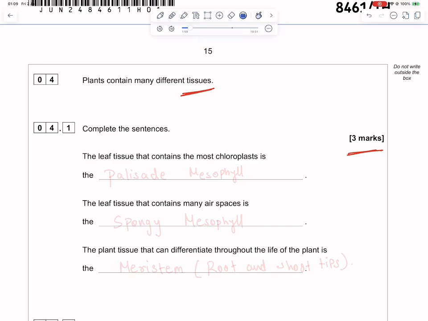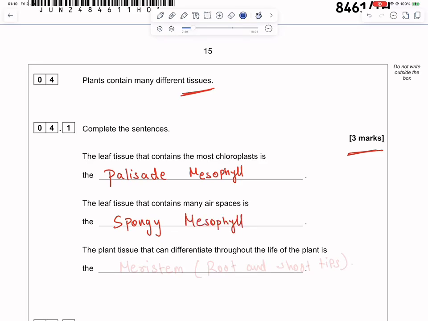Complete the sentences. The leaf tissue that contains the most chloroplast. If there are most chloroplast, it means packed. A tissue of a plant cell which is packed is palisade mesophyll. So palisade mesophyll has the most amount of chloroplasts. Now, the leaf tissue that contains many air spaces. Whenever you think of any object with air spaces, the first thing which comes to your mind is sponge. And this is indeed the spongy mesophyll. That's the kind of tissue.